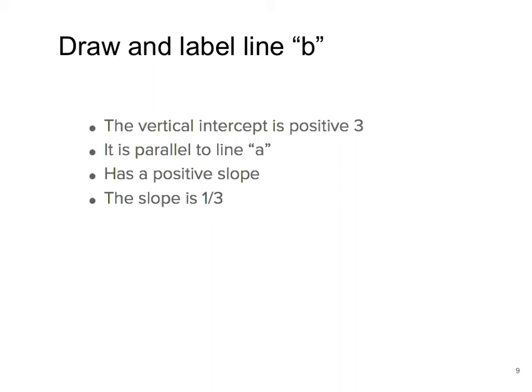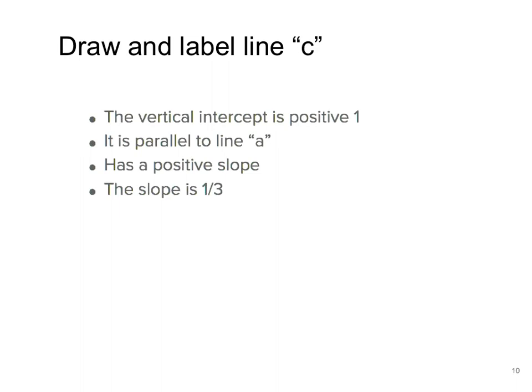Here is line B. Line B, the vertical intercept is positive 3. It is parallel to line A, has a positive slope, and the slope is positive 1/3. Go ahead and graph line B and label it line B.